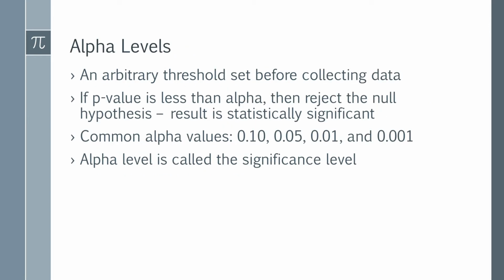An alpha level is an arbitrary threshold set before collecting data. If the p-value is less than alpha, then reject the null hypothesis. The result is statistically significant. Now, the common alpha values are 0.10, 0.05, 0.01, and 0.001. The alpha is also called the significance level.